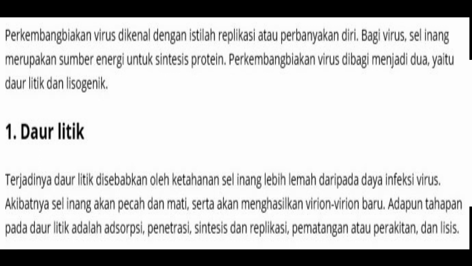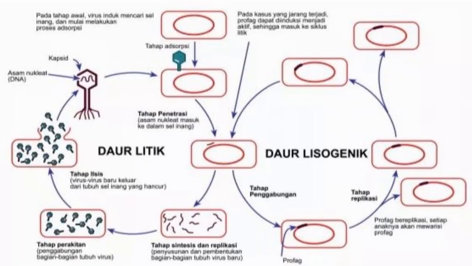4. Neck. The neck is the link between the head and tail. The neck functions as an outlet for nucleic acids leading to the tail. 5. Tail. The tail of the virus consists of tail fibers and base plates. This tail functions to stick to the host. The following are virus structures other than bacteriophages that have been found.